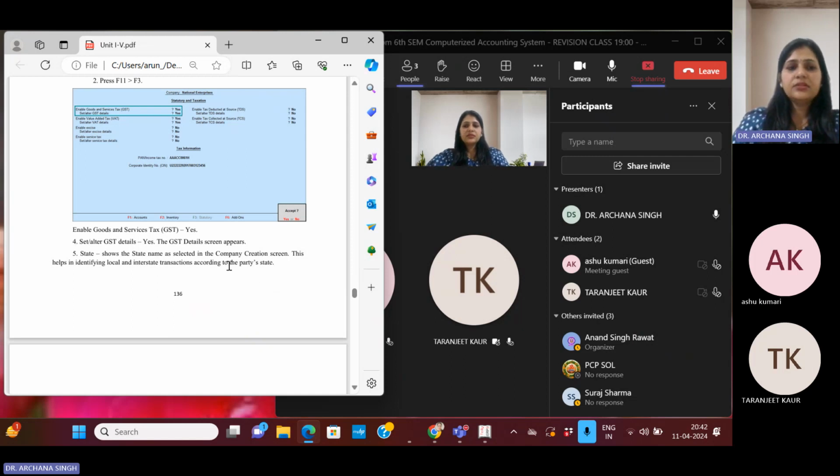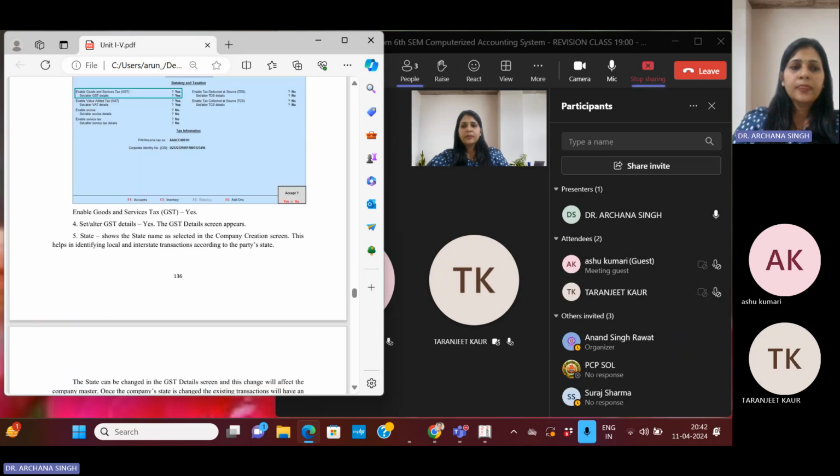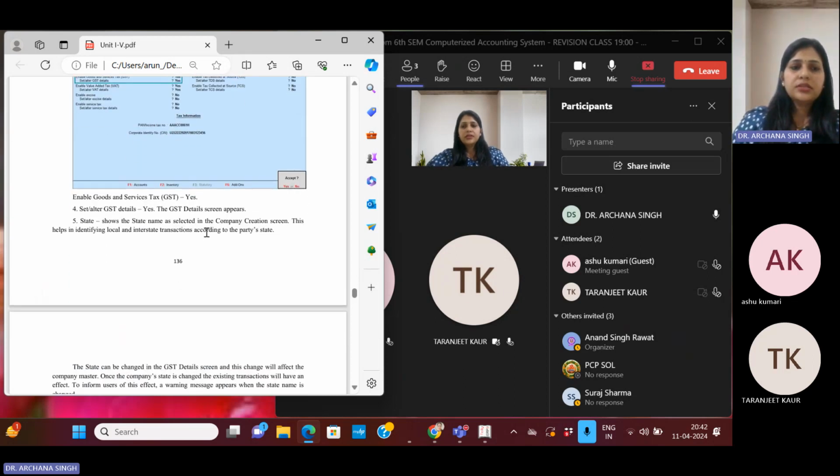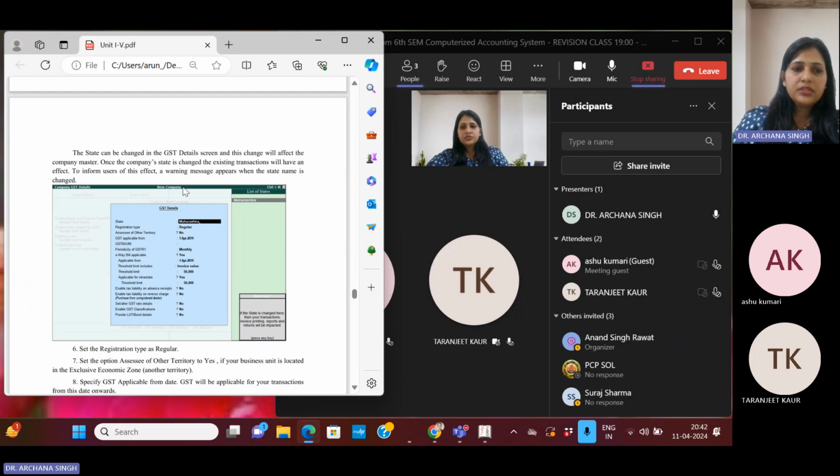Okay, set or alters. Now this is the state, which shows the state name in the selected company creation. This helps in identifying local and interstate transaction. यहाँ पे आप states भी, जो आपने GST details डाली थी कि कितने मंथ का है, किस डेट से है, ई-वे बिल जनरेट करना है या नहीं, किसके नाम से, किस स्टेट के नाम से, तो वो सारे आप यहाँ पे चेंज कर सकते हैं.